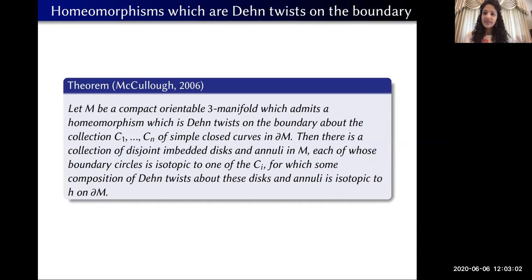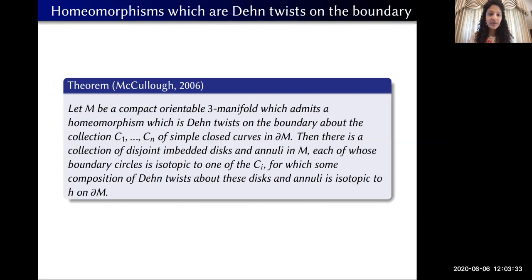So you consider, again, a compact orientable 3 manifold, which admits a Dehn homeomorphism on the boundary about a collection of simple closed curves in the boundary of M. Then there is a collection of disjoint embedded disks and annuli in M, each of whose boundaries is isotopic to one of these simple closed curves, for which some composition of Dehn twists about these disks and annuli is isotopic to the Dehn homeomorphism on the boundary of the manifold.